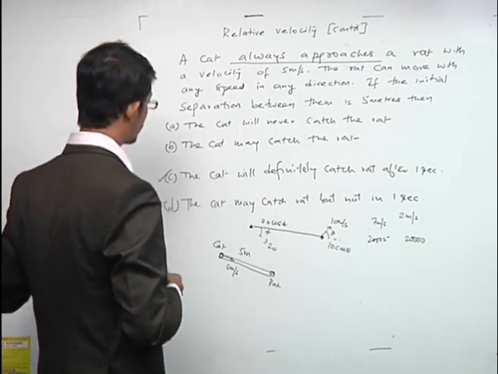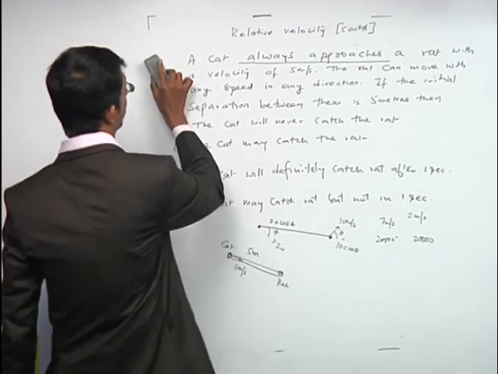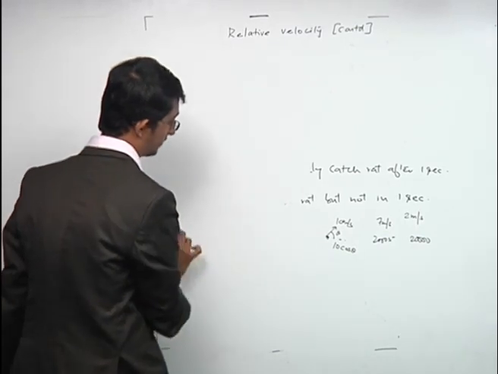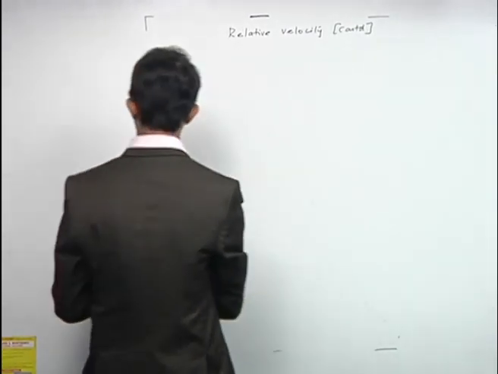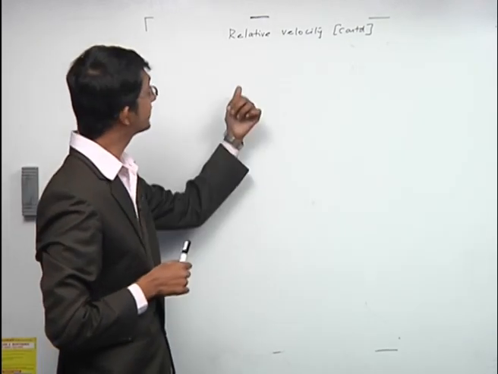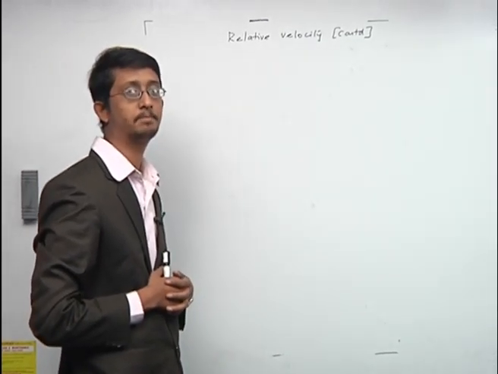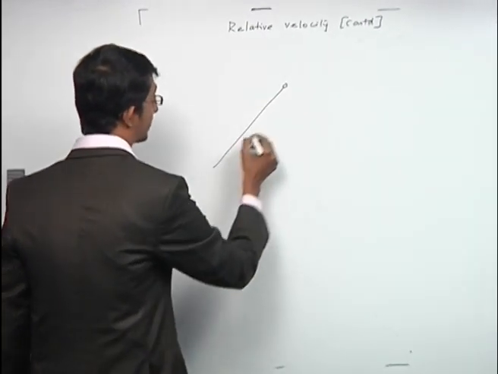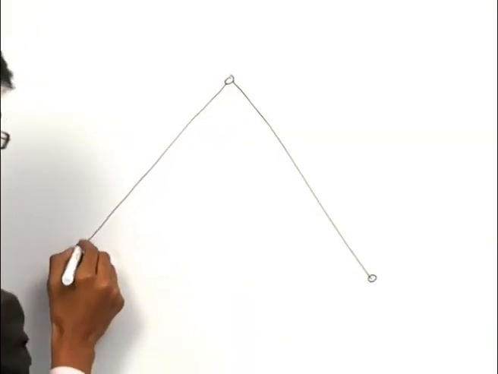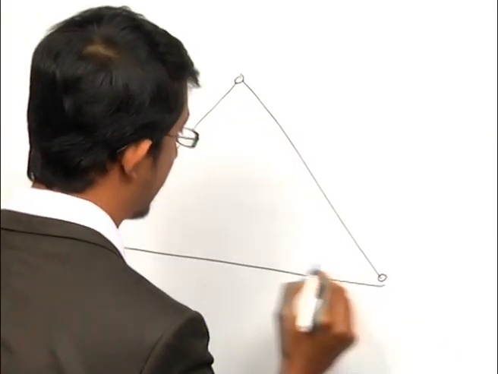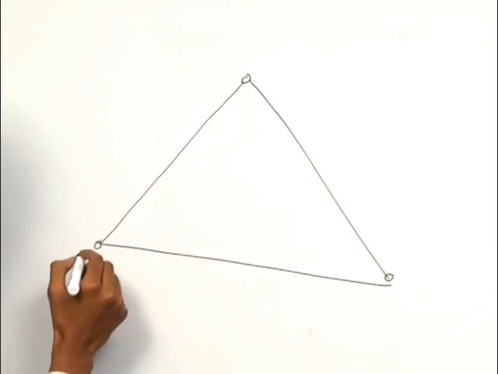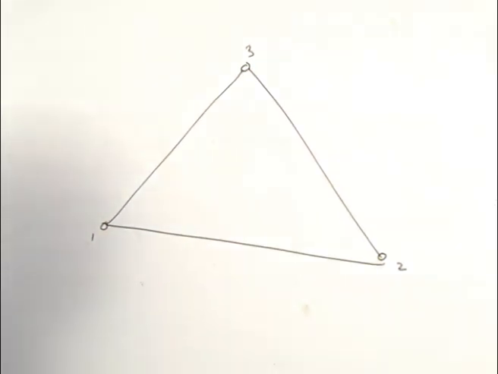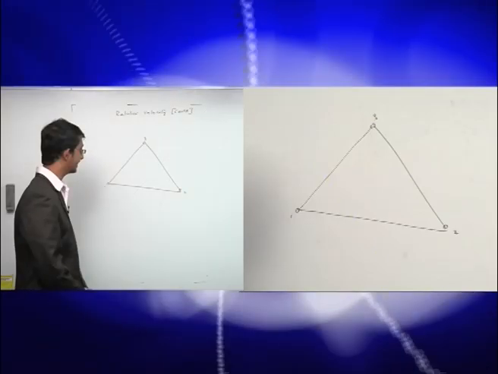Now, there is a problem in most of the books which we are going to solve now. It's a very tricky problem. I would solve it in 3 ways. But the understanding that is required to solve this problem is this concept of approach in relative velocity. So the problem says there are 3 particles at the corners of an equilateral triangle. This is particle 1, particle 2 and particle 3. All the 3 particles are at the corners of an equilateral triangle.